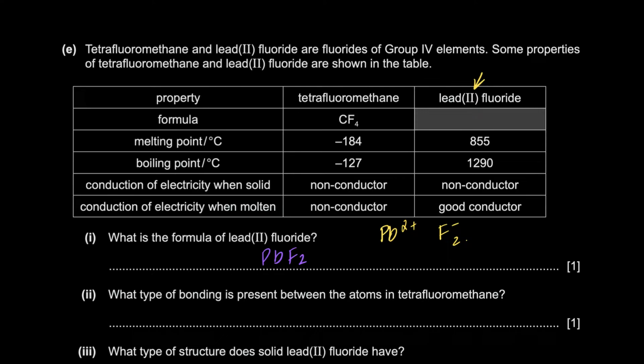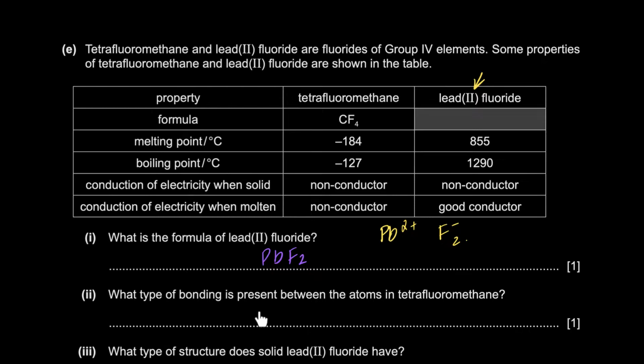What is the type of bonding present between the atoms of tetrafluoromethane? Well, I would assume it has a very low melting and boiling point. Out of the 4 types of bonding, which has very weak, or like a very low melting point? Well, it's simple covalent molecules.